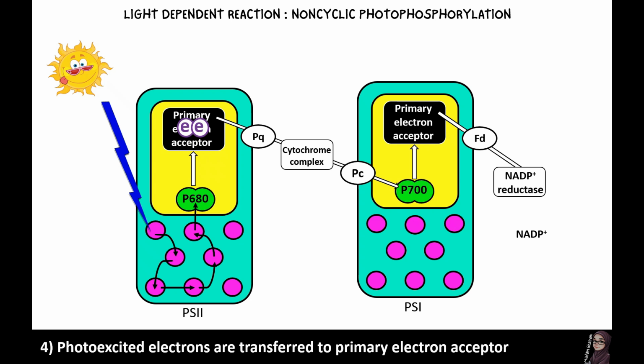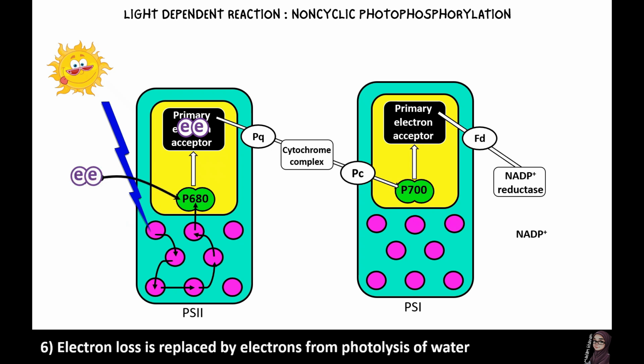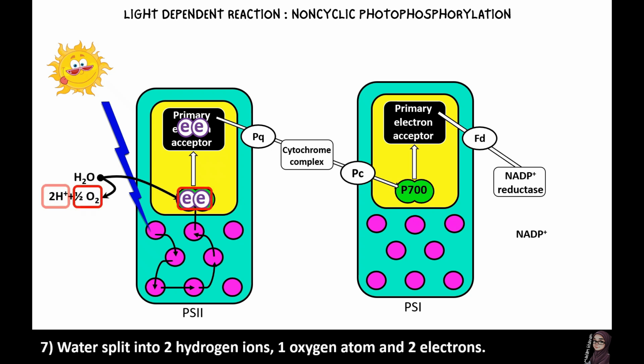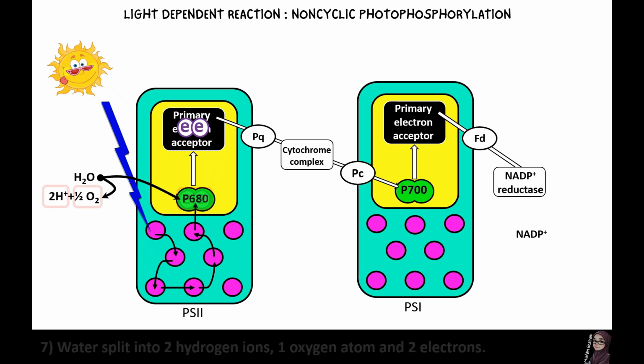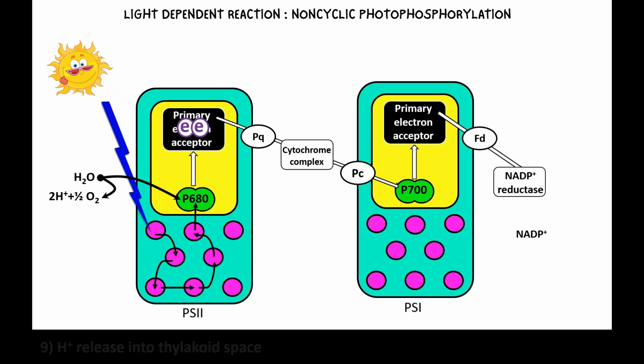These photoexcited electrons are transferred to the primary electron acceptor. This creates an electron deficiency in P680 of PS2. The electron loss is replaced by electrons from the photolysis of water. During photolysis, water is split into two hydrogen ions, one oxygen atom, and two electrons. The oxygen atom then combines with another oxygen atom to form an oxygen molecule. The hydrogen ions are released into the thylakoid space.